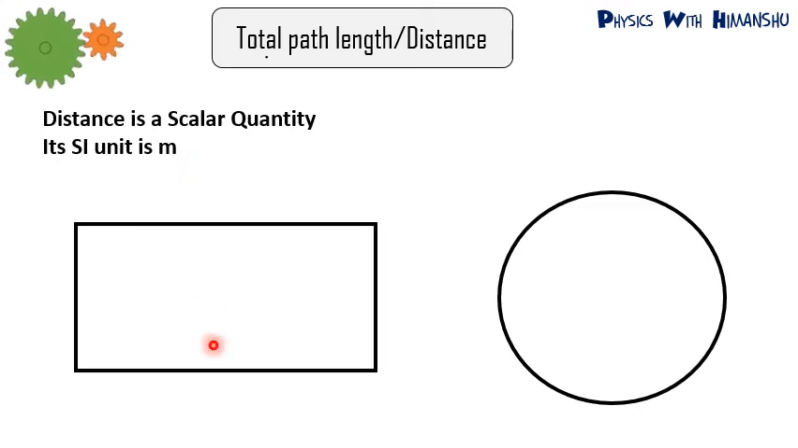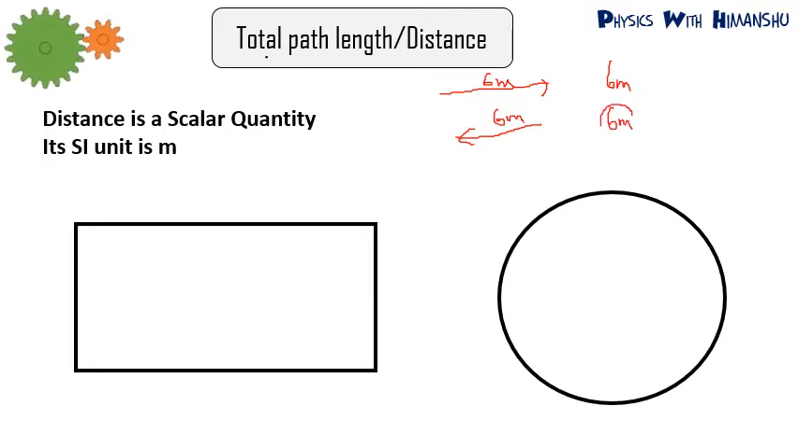So suppose I ask you a question. A person moved 6 meter in this direction. So what will be the distance? 6 meter. And suppose I ask you a person moved 6 meter in backward direction. What will be the distance? 6 meter. We are only concerned about how much a person has traveled. We are not concerned about direction. Okay, so distance is a scalar quantity and its SI unit is meter.